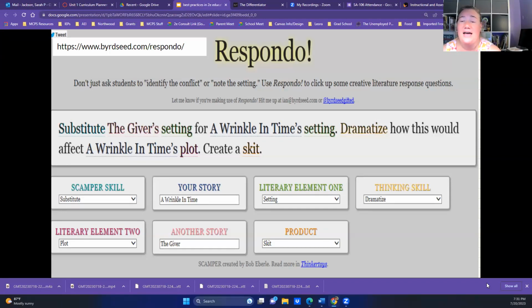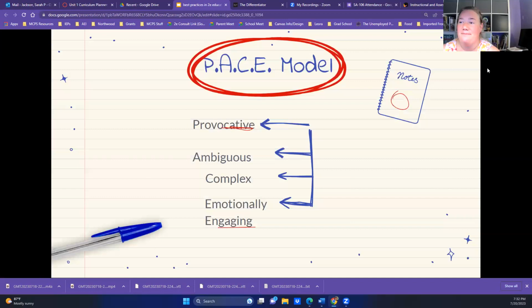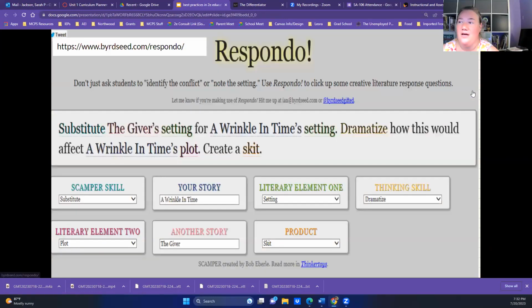So again, I might tell them, we have 3 texts, you have to pick 2 of them, and then use this to figure out what it is that you're going to do and let them have that opportunity to differentiate for themselves. And again, as far as that low prep goes, it means that we don't have to do as much on the front end as teachers because that part is done for us within the Respondo.